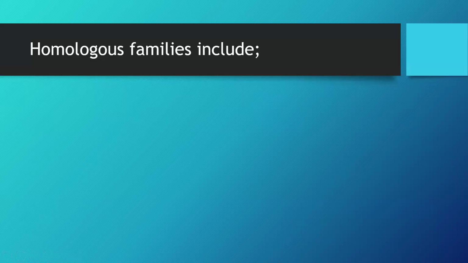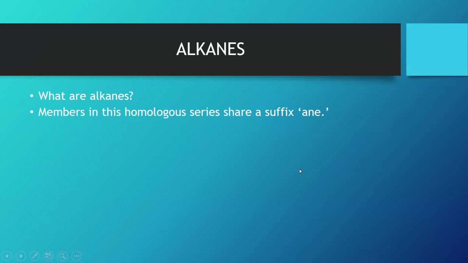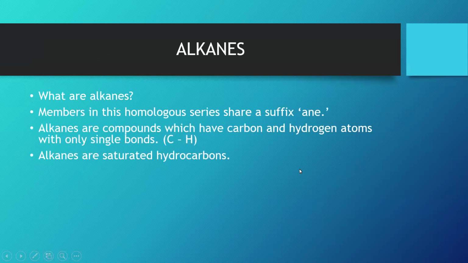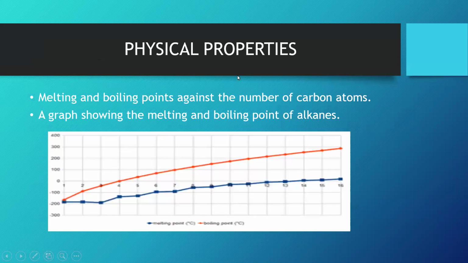We have one of those homologous series, which was alkanes, and we had started looking at the different alkanes and their physical properties. I remember we left off when we had started on the boiling point and melting point. Okay, so I'll start from this graph here.